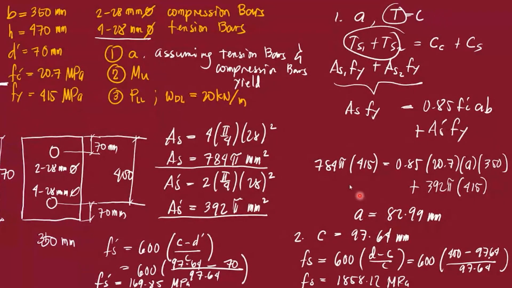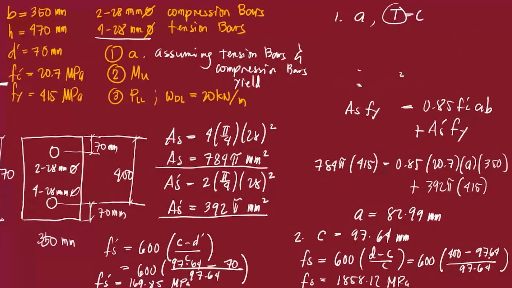You give your answer if there is such a statement. But your assumption is wrong. Fs prime is lower than Fy. So it will not yield. What you do here is you go back to step number 1. Right? This is step number 1 and step number 2. It keeps going back and forth. I will delete this. We go back to step number 1. We will resolve the value of A.